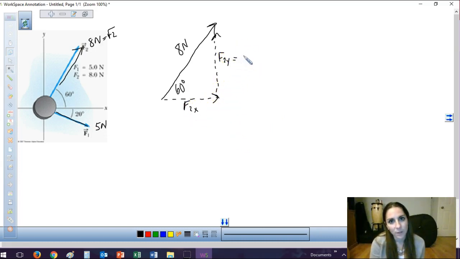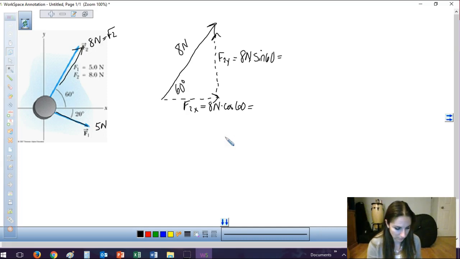So what I'm going to do is take the hypotenuse times sine of 60, because we are opposite the 60, which gives us a sine, and we're next to, so that's going to yield a cosine, like that. So I'm going to go ahead and do that on my calculator. So 8 times sine 60, and I'm in degree mode, just checking here, 6.92.